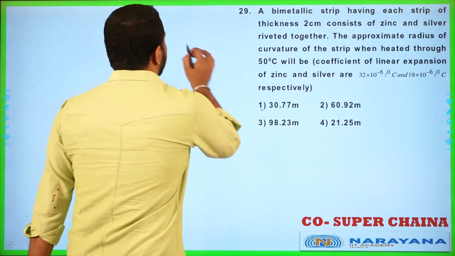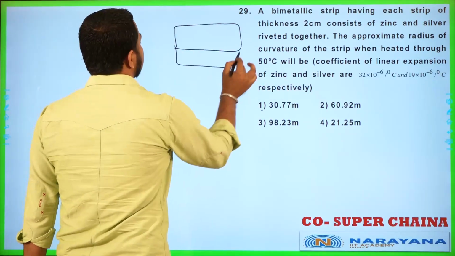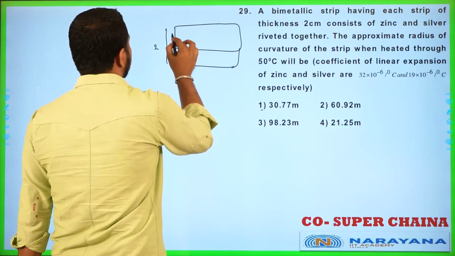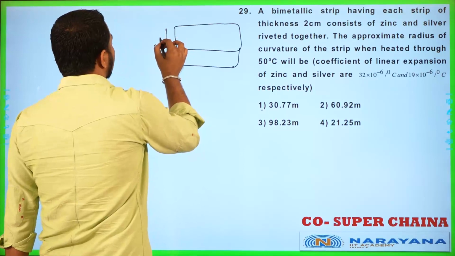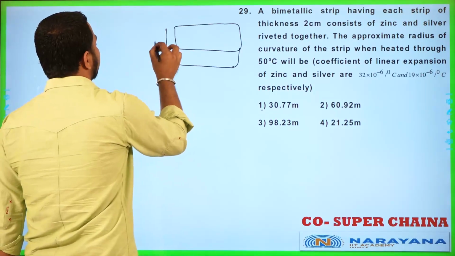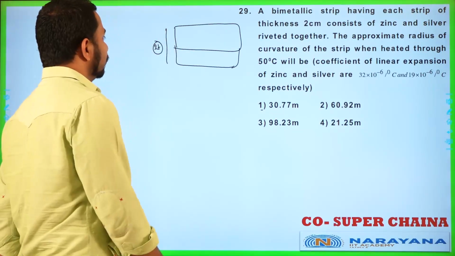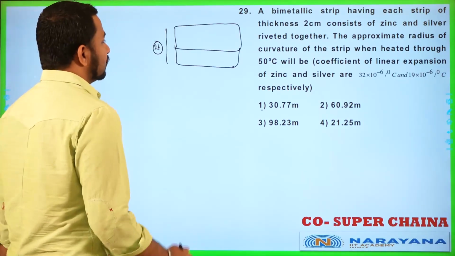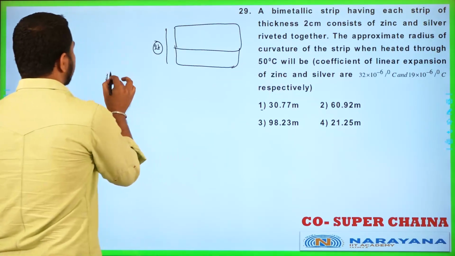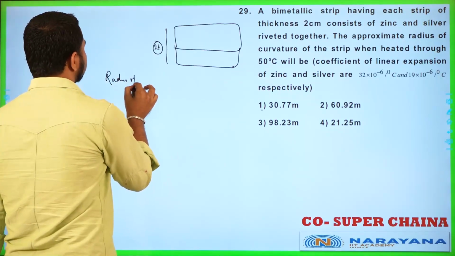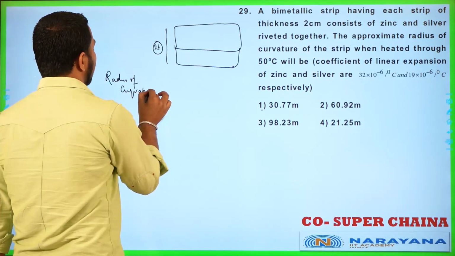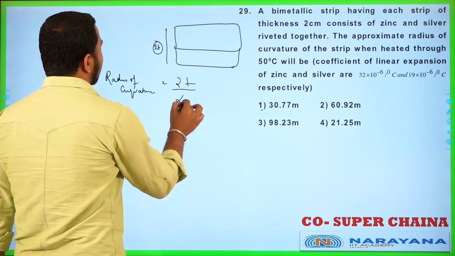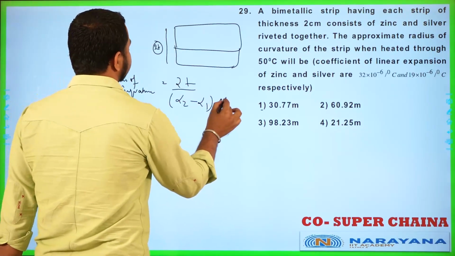A bimetallic strip is given. Okay, so a bimetallic strip is like this. Generally this is the thickness T. So this whole thickness we consider in the formula as 2T. If you have to find the radius of curvature of the bimetallic strip, we have already discussed this type of question. So it will be 2T divided by alpha 2 minus alpha 1 delta T.